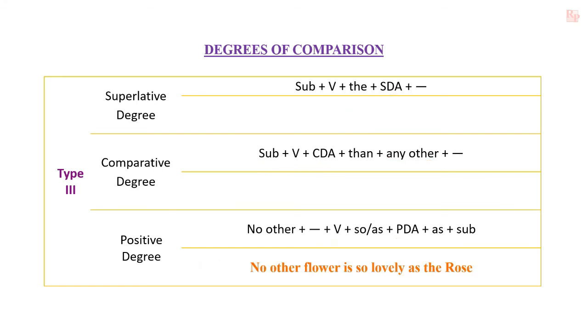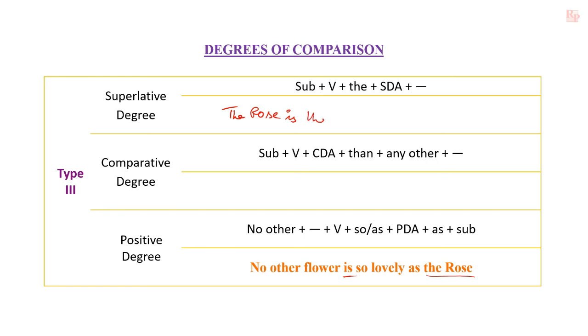Let us see another example. No other flower is so lovely as the rose. That is in positive degree. To change this sentence into superlative degree, what should we write? The subject is the rose. We should write that subject first. The rose. Then the verb should be mentioned, is.